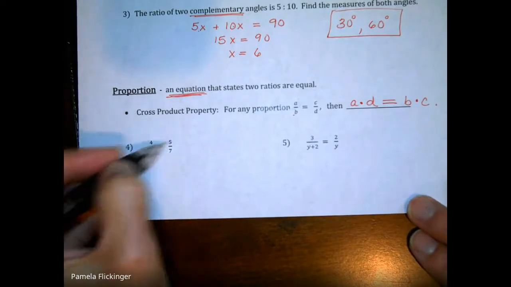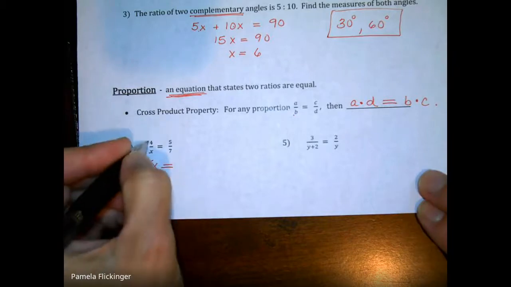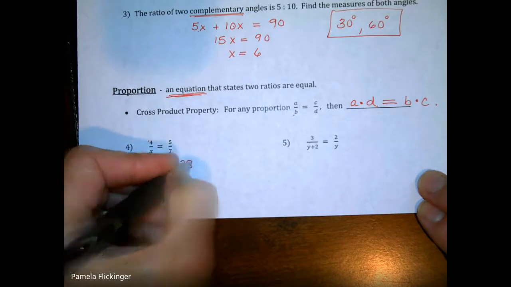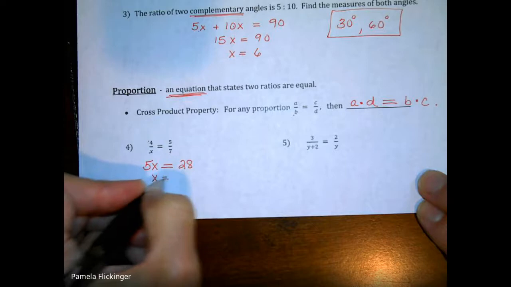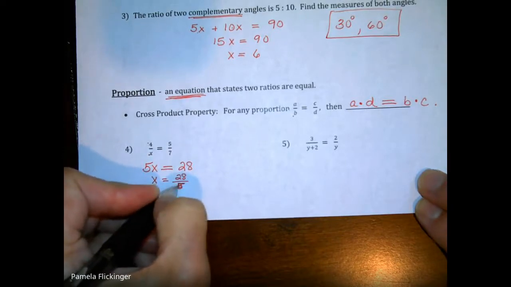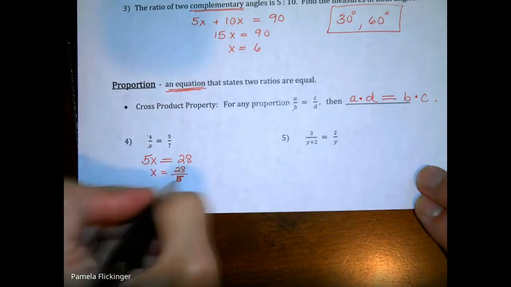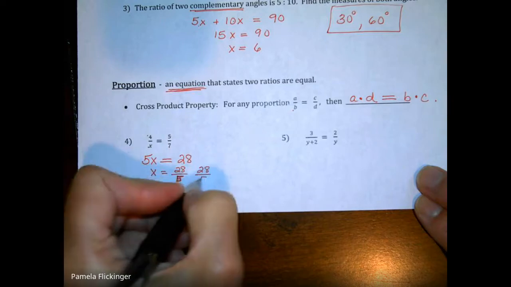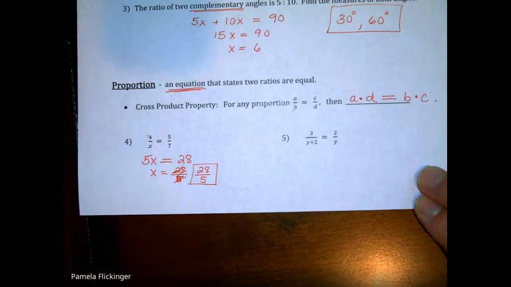So in number 4, I'm going to cross multiply. I've got 5 times x, which will be 5x, and that will be equal to 4 times 7, which is 28. Divide by 5. This does not go in even, so I'm going to leave it as a fraction in lowest terms, and that doesn't reduce. So 28/5 would be my answer. If you changed it to a decimal, as long as it's not a repeating decimal, that would be okay.